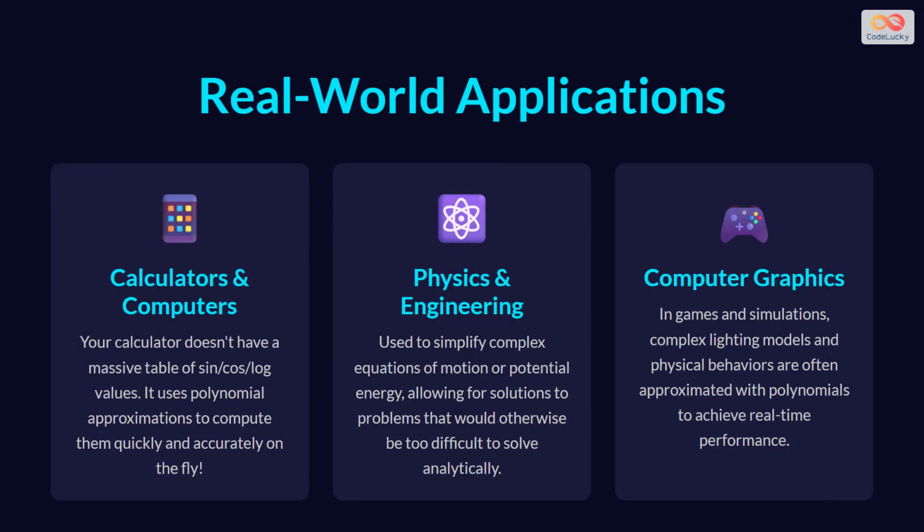This isn't just a mathematical curiosity. Taylor polynomials are essential in the real world. Scientific calculators use them to find values of functions like sine and cosine. Physicists and engineers use them to simplify complex models into solvable forms. And in computer graphics, they're used to approximate lighting and physics for real-time applications.